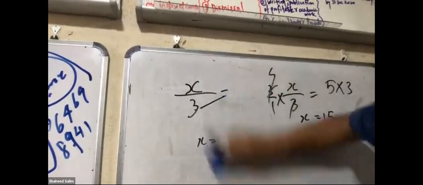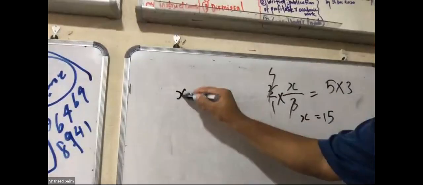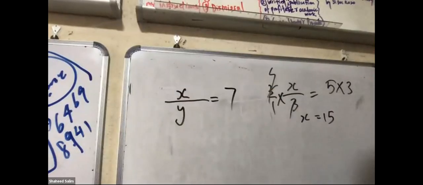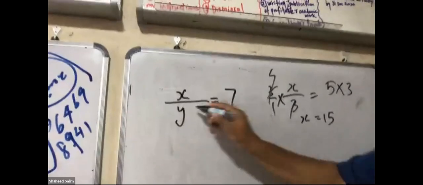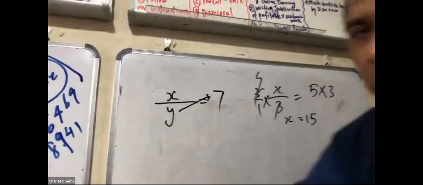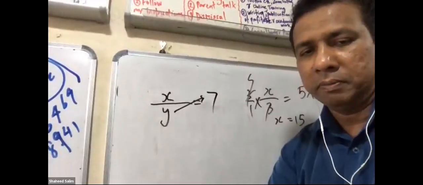Now we try another way. I put x over y equals to 7. What is x? Seven y. 7y, good. Okay, you just push it, it becomes 7y. Okay, so let us look at your question now again.